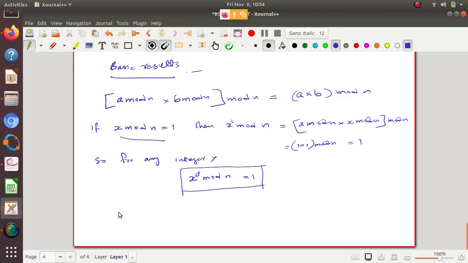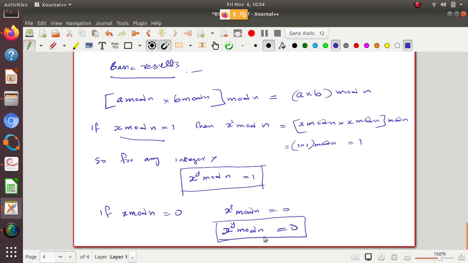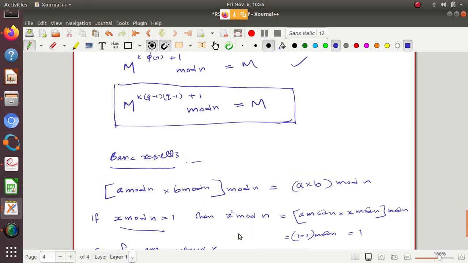Similarly, if x mod n is equal to 0, here we can use the same property. Then what will x square mod n be? It will be 0. x square mod n is equal to 0, and x to the power y mod n will also be 0. Okay, if x mod n is equal to 1, x to the power y mod n will be 1, and if x mod n is equal to 0, then x to the power y mod n will also be 0 for any integer y. These are two results.